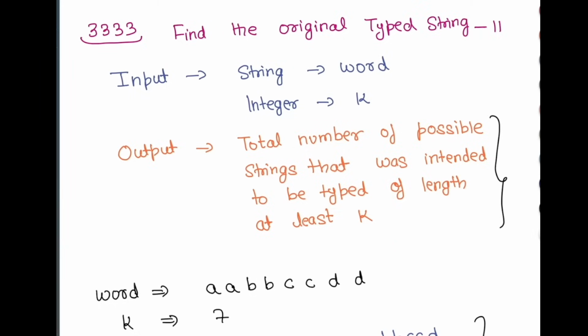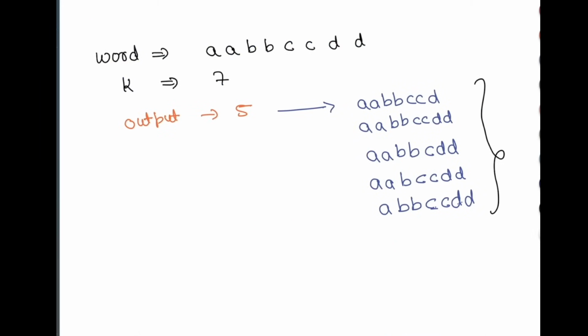Now let me give you context on what is happening using an example. In the example, the given word is a b b c c d d and the value of k is 7. If there is an a, it means maybe she was trying to type just a single a and just by long pressing she ended up typing a. Or for bb, the same case, maybe she was trying to type b but she ended up typing bb. Or maybe she was trying to type bb only, who knows, right? So we just need to find the different possibilities of what she was actually trying to type. You need to find the number of possible strings of length at least 7, and for this particular input the output is 5.